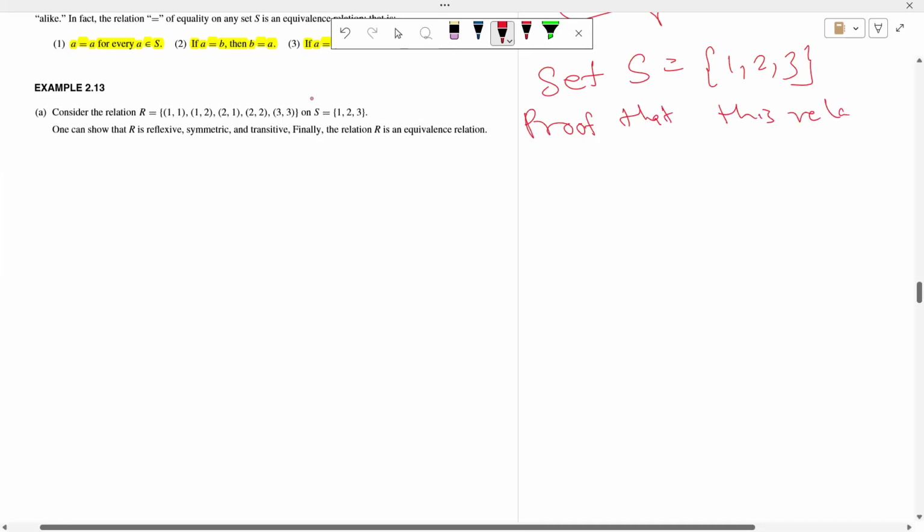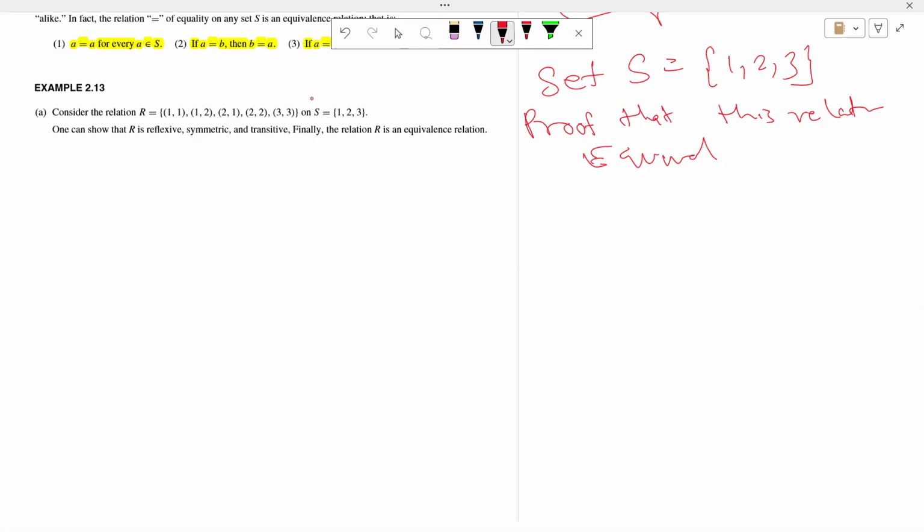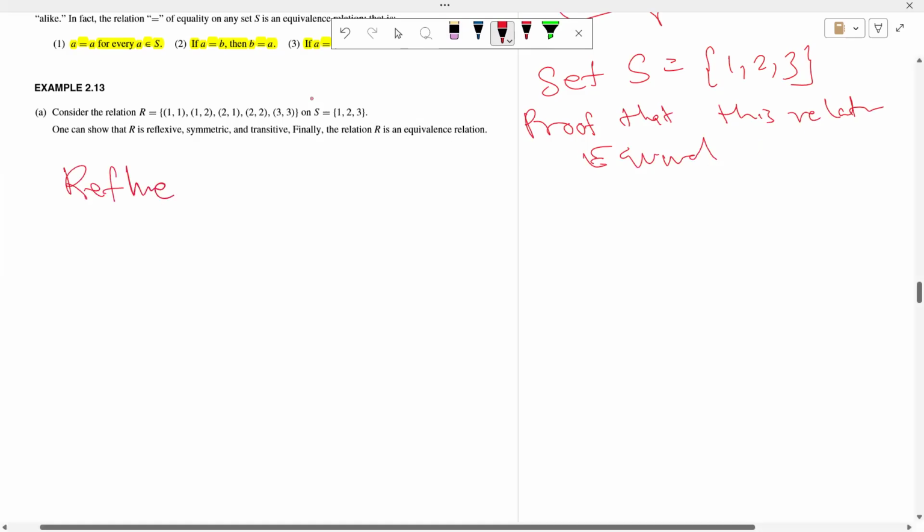Whether this relation is an equivalence relation or not, right? I need to prove whether the relation is equivalent or not. How can you prove this? First, you need to prove whether it's reflexive or not. How can you prove whether it's reflexive or not?